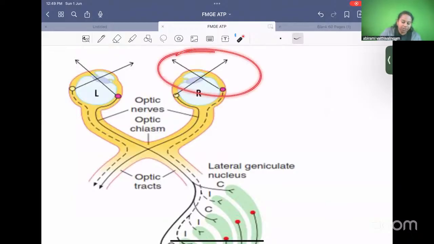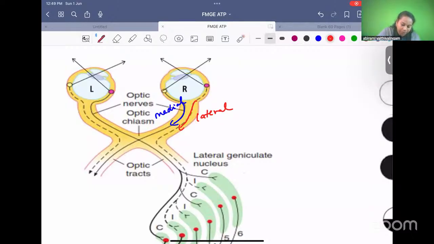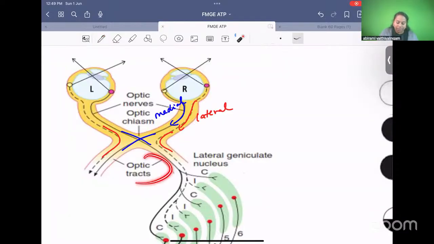So this is the initial crossing over that happens. After that, the impulses are taken by optic nerves. Optic nerves go as medial fibers. The blue one is the medial fiber and the red one is the lateral fiber. When they move towards the optic chiasm, both the medial fibers cross at the optic chiasm. Lateral fibers go uncrossed. So at the optic chiasm, only the medial fibers are crossing. Lateral fibers go uncrossed. After that, they form the optic tracts.